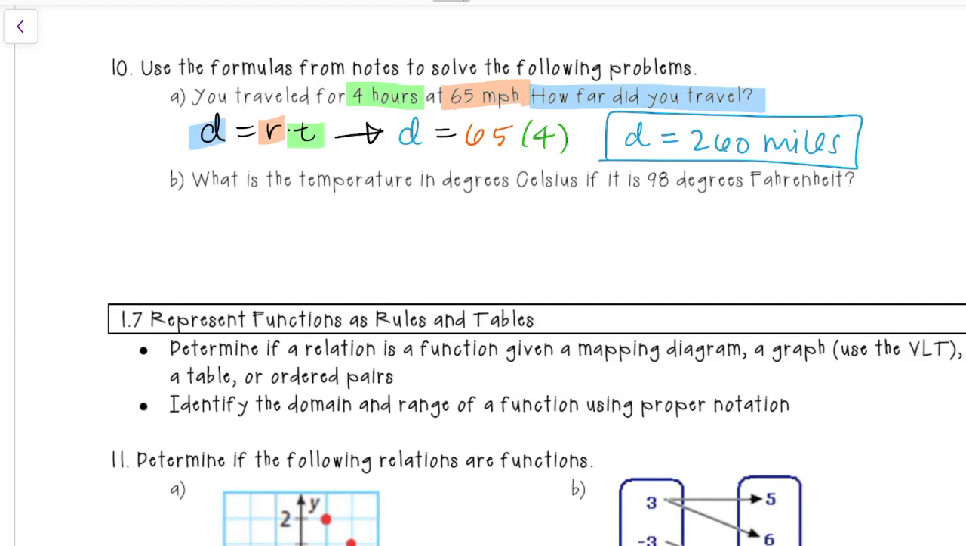10B, we're asked about temperature, and we're wanting to know about Celsius to Fahrenheit, or looks like you're given Fahrenheit, you want to know Celsius. So figure out first what formula you're going to want for that problem.